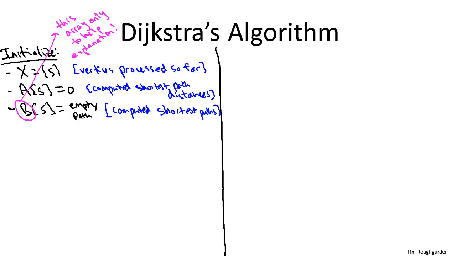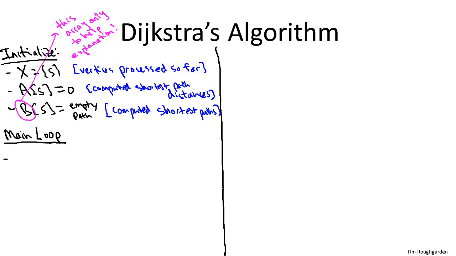So the plan is we want to grow this set capital X like a mold until it covers the entire graph. In each iteration it's going to grow and cover up one new vertex, and that vertex will then be processed, and at the time of processing we're responsible for computing the shortest path distance from S to this vertex and also figuring out what the actual shortest path from S to this vertex is. So in each iteration, we need to grow X by one node to ensure that we make progress. So the obvious question is, which node should we pick? Which one do we add to X next?